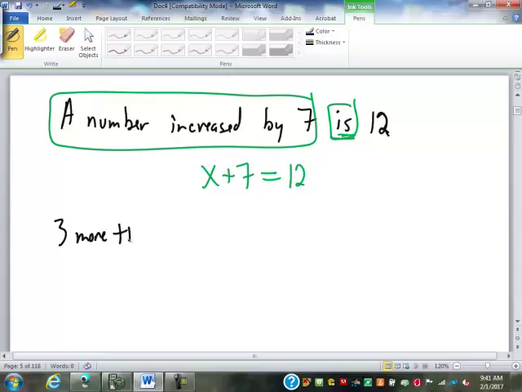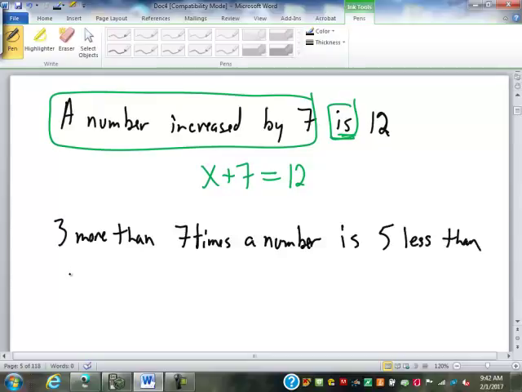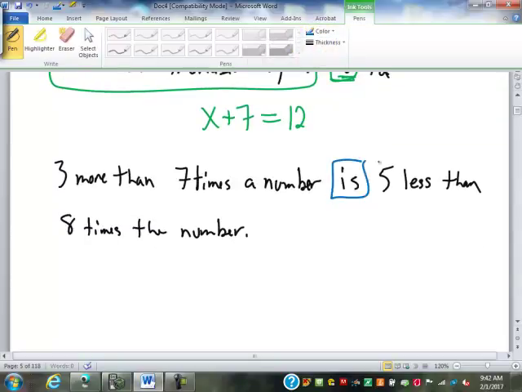Or we might have 3 more than 7 times a number is 5 less than 8 times the number. So this one's getting a little more complicated. But again, we have the "is" here that splits this up. That is the equal sign.